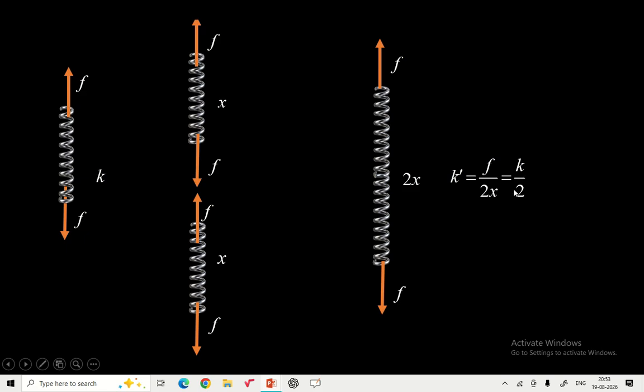Similarly, if we had three springs joined like this, each spring identical in nature, the spring constant would become k by 3. For four springs it would become k by 4, and so on. And if we add n identical springs, the spring constant will become k over n. So by adding springs, the effective k reduces by the number of springs that are added. So it's all about adding the springs.